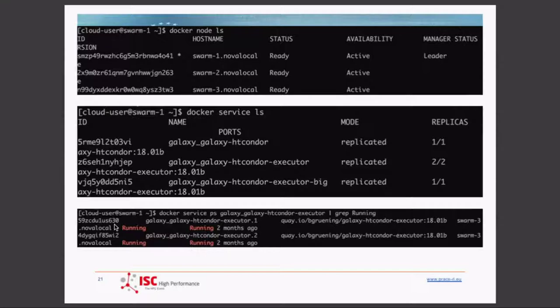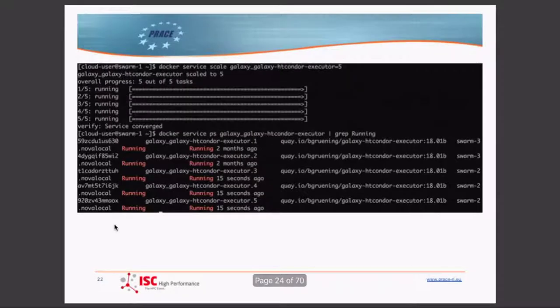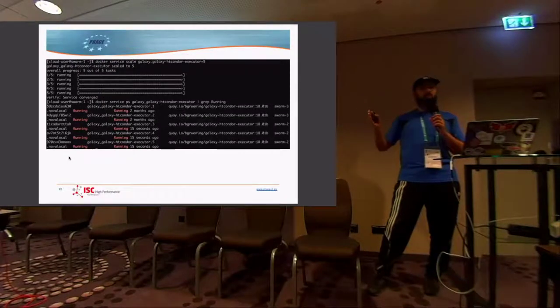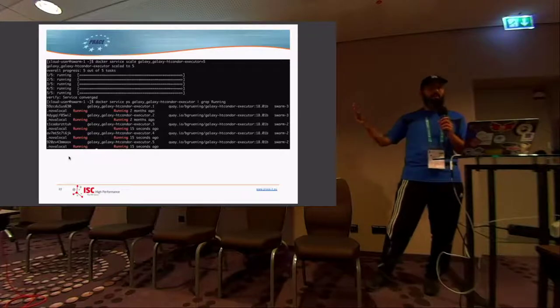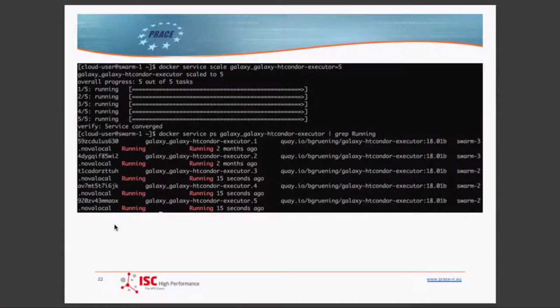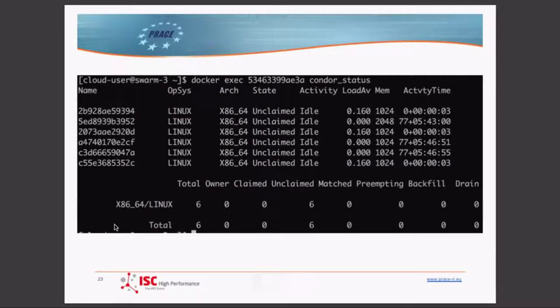Here we have the central manager node and three execute nodes, one big execute and two small execute. This is how you scale. I want to increase the number of execute nodes, so I just say docker service scale and the name of the service. They were two, they are becoming five. And here you can see they increased, and this is showing up in the head node of HTCondor. This is actually coming from the queuing system, not from Swarm.